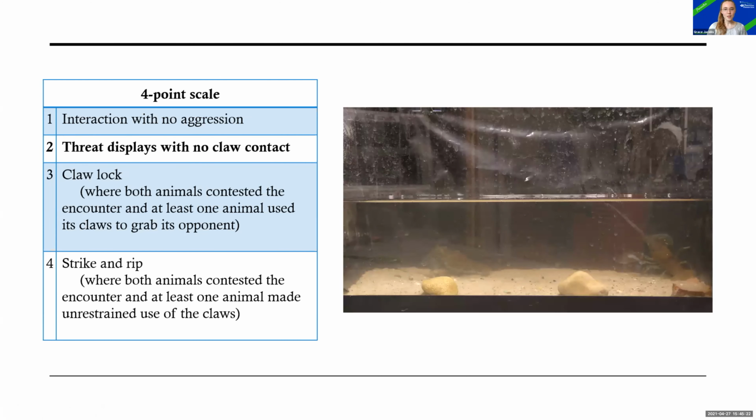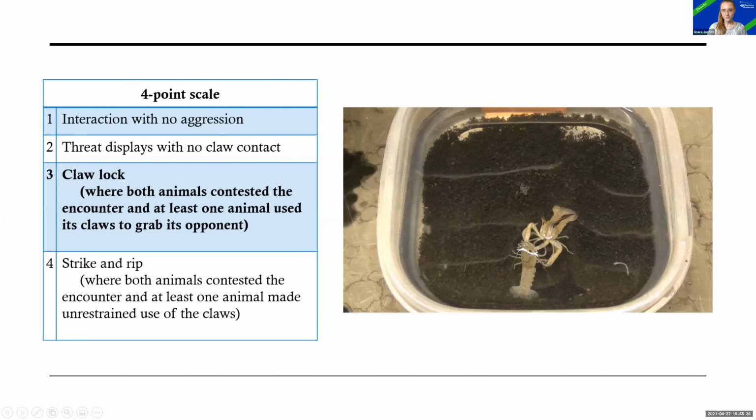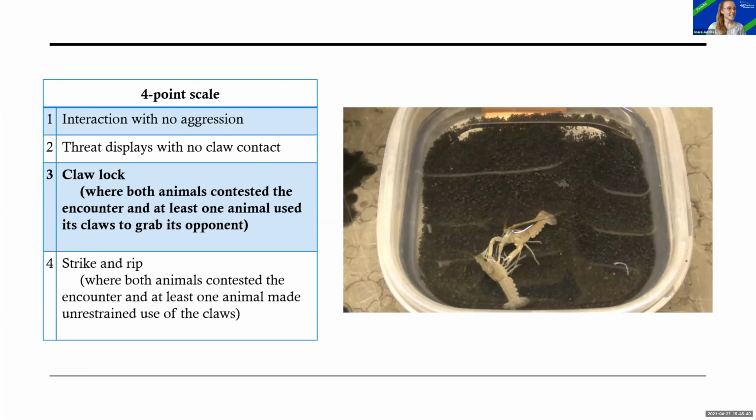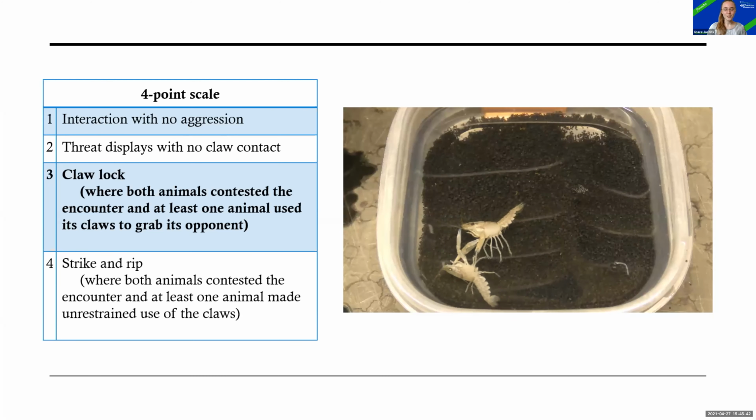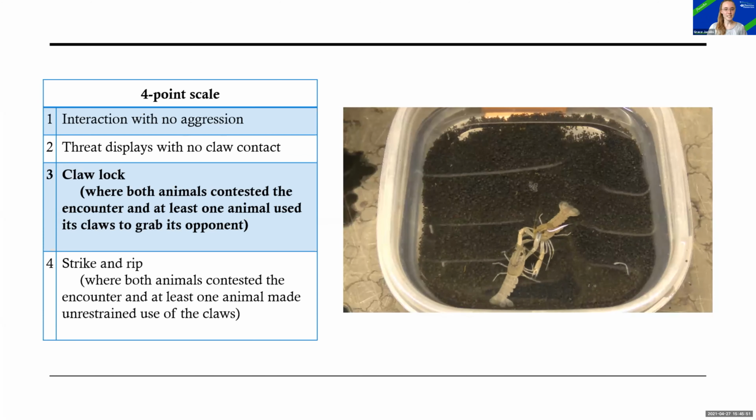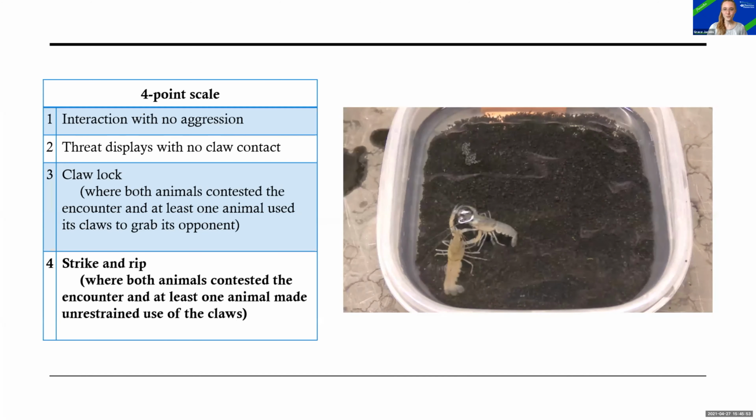A 2 is going to be threat displays. So you can see here, this crayfish on the right is actually producing a threat display towards the crayfish on the left. So this right-hand crayfish would receive a 2 on our 4-point scale. A 3 is where it starts getting a little dicey. This indicates a claw lock, and this is when one individual is actually going to grab onto its opponent. As you can see, both of these small Australians have quite a good grip on each other. So both of them would actually receive 3s in that scoring system.